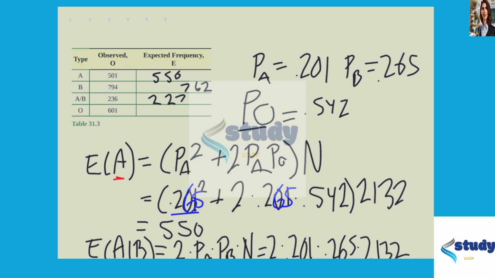And then the expected number of folks we would expect to have O, I'm going to tuck it in the corner because it's a short equation here. The expected value for O is a nice one. It's the probability of O squared times N. So that's just 0.542 squared times 2,132, and that number ends up being 626. Once you have the correct formulas, it becomes way easier.